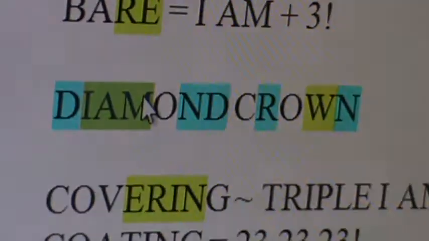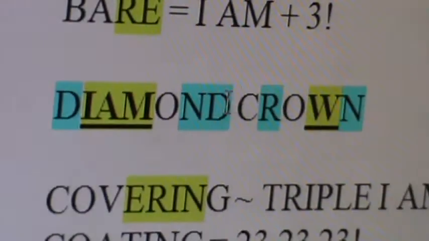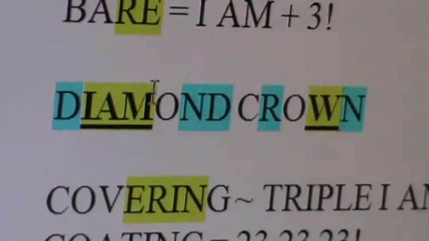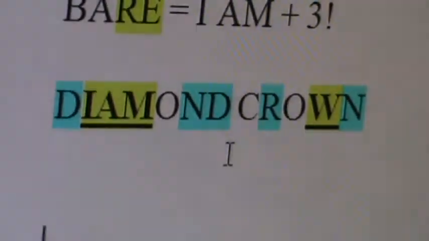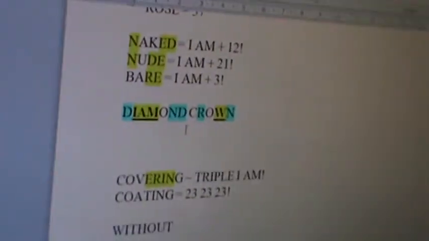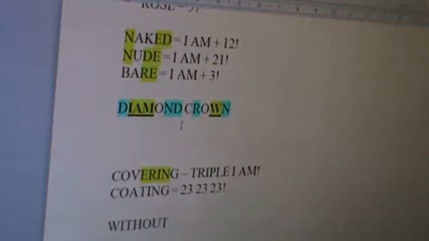This spells I am. The W equals I am. So we remember I am love equals Christ. There's your diamond crown. I just saw some astonishing beauty in a diamond crown. Beautiful. Whoa, this is a hot one, this word crown.